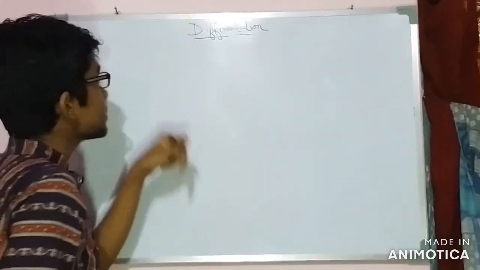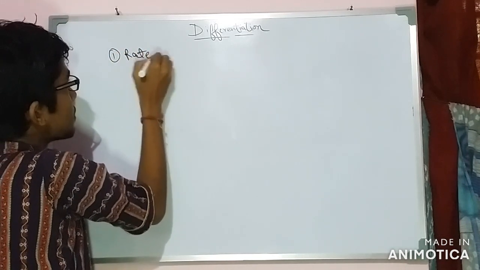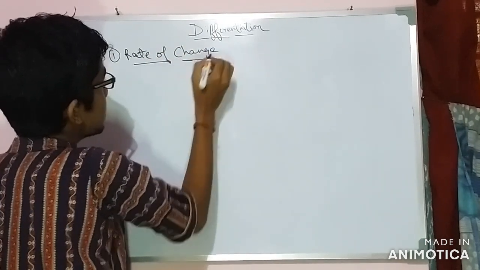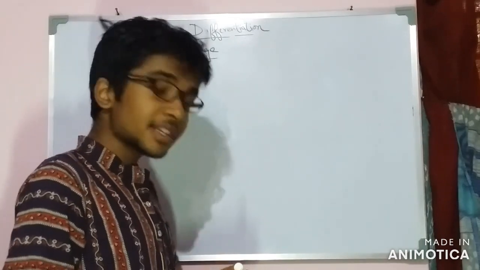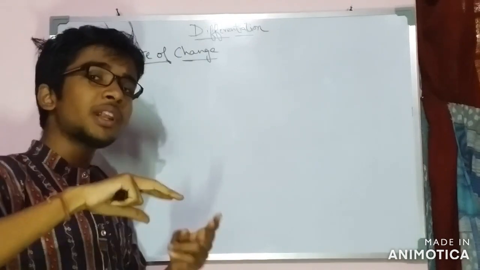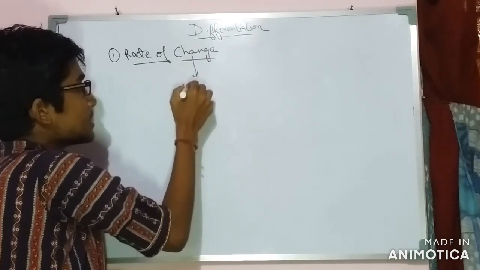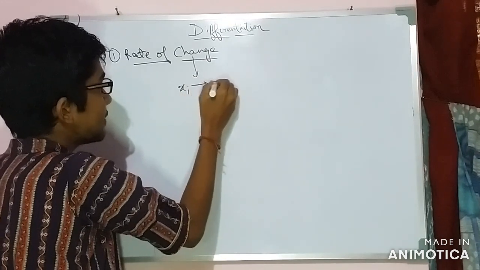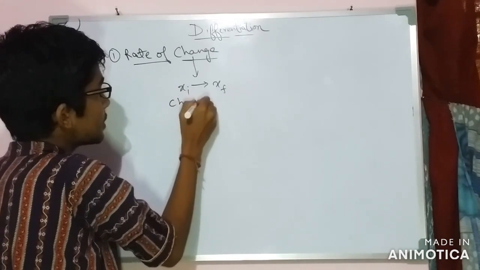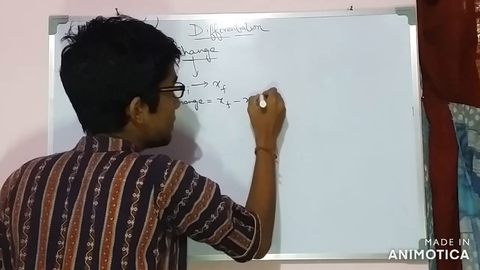So first of all, before learning differentiation, you need to understand number one, rate of change. Now once again, before understanding rate of change, you need to understand what is change. Change is basically when a value changes from one to another. For example, the value of x changes from its initial value to its final value, that is xf. So what will be the change in x? Change will be final value minus initial value and we represent it by delta x.